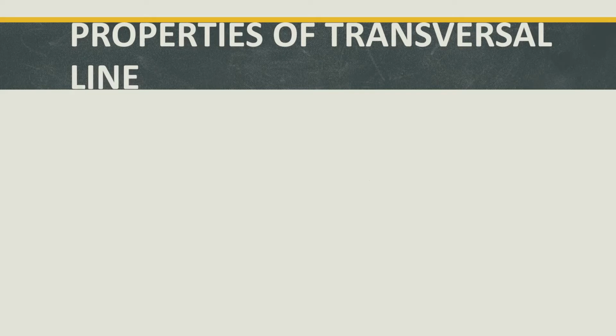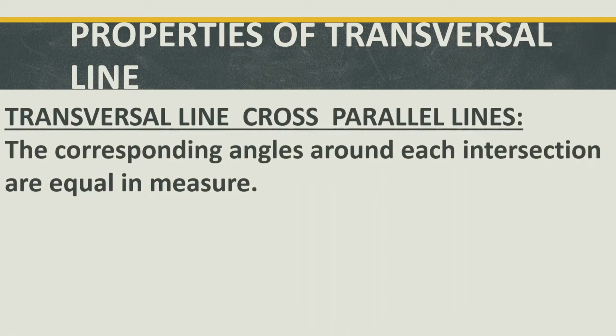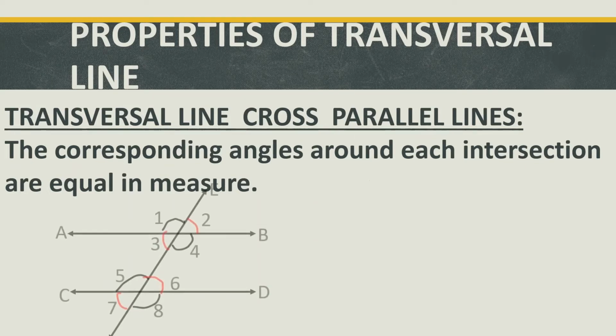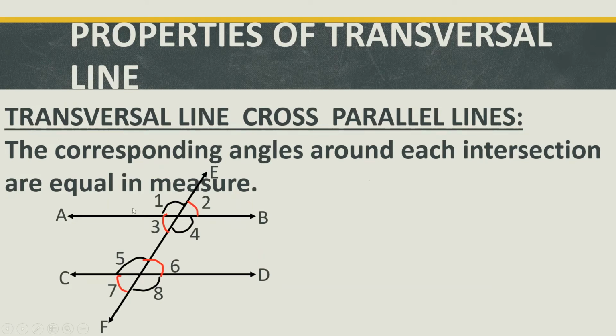Now let's learn the properties of transversal line. When a transversal line crosses parallel lines, the corresponding angles around each intersection are equal in measure. Example, in this figure, this transversal line crosses through two parallel lines. That's why the corresponding angles are equal.